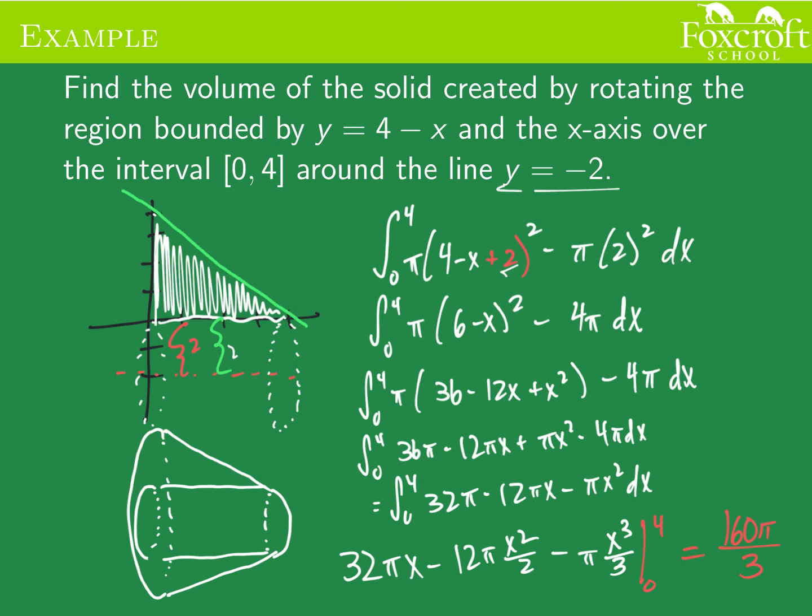All right, so you could use that as an exercise just to make sure you can plug everything in. You basically follow along, plug in the 4 into everything, and plugging 0 into everything is just going to go away. So basically plug a 4 into everything and make sure it simplifies to 160 pi over 3.